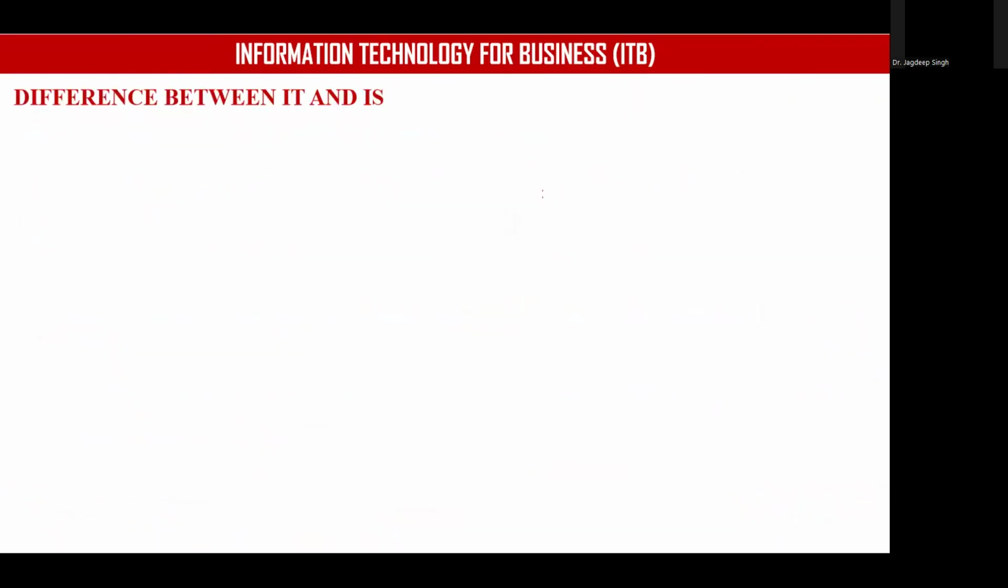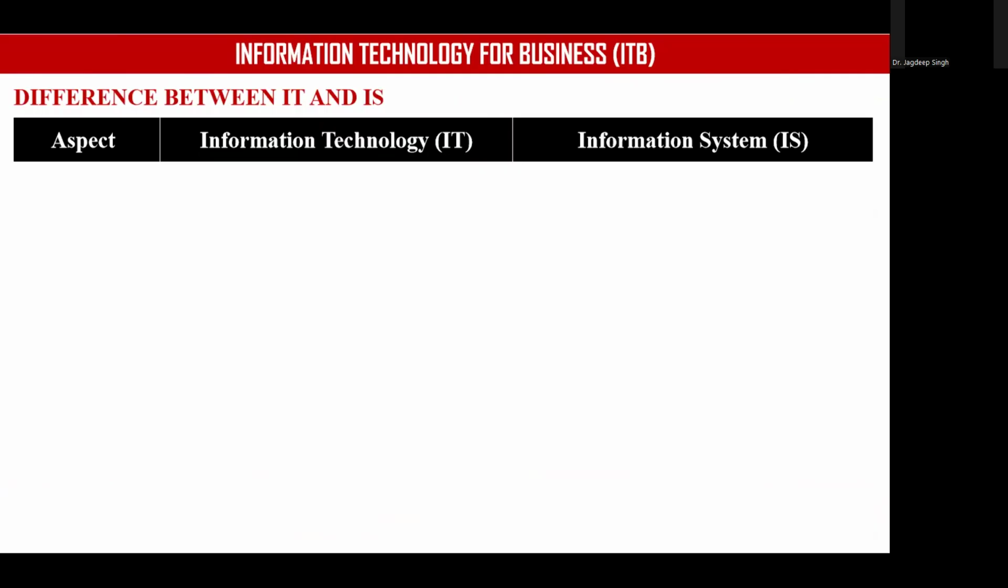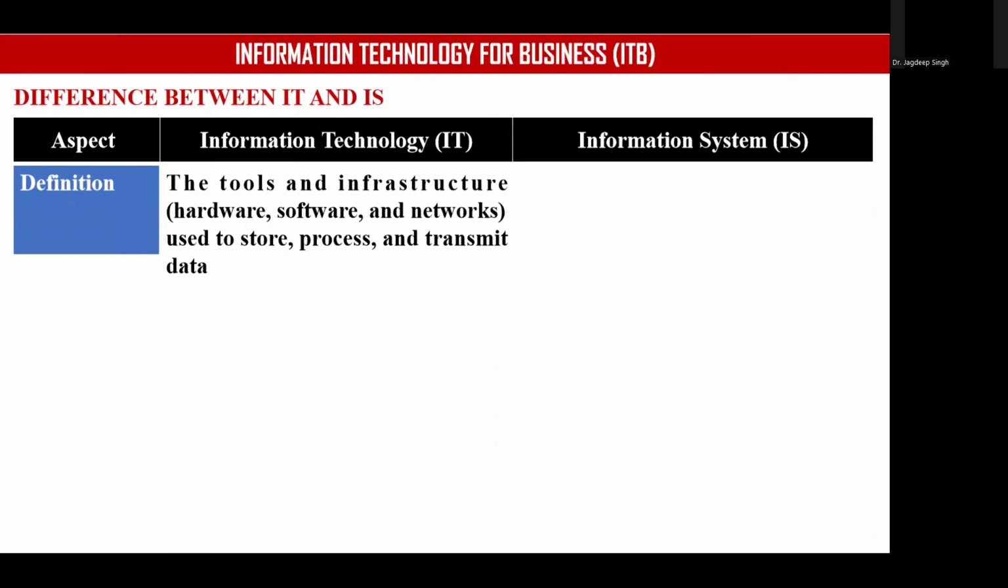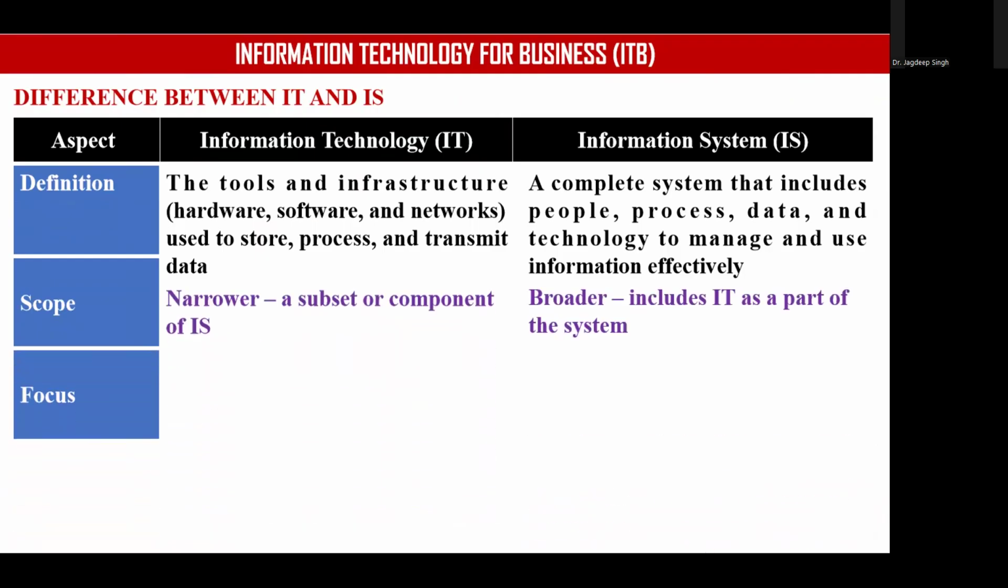Now, we need to understand the difference between IT and IS in detail. Definition: IT is the tools and infrastructure, hardware, software, networks used to store, process, and transmit data, whereas IS is a complete system that includes people, process, data, and technology to manage and use information effectively. Scope: IT's scope is narrower, a subset or component of IS, whereas IS is broader, and includes IT as a part of the system.